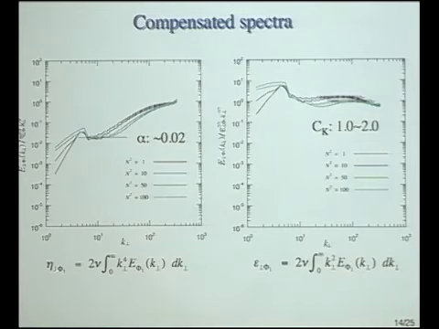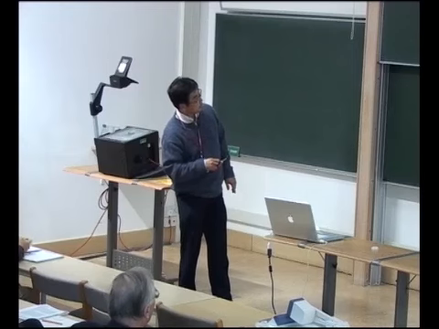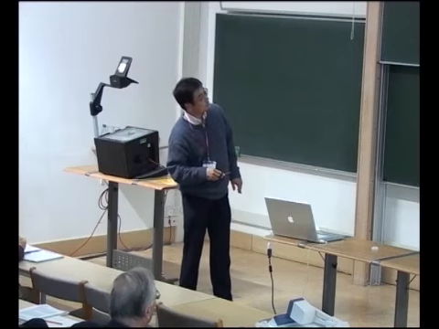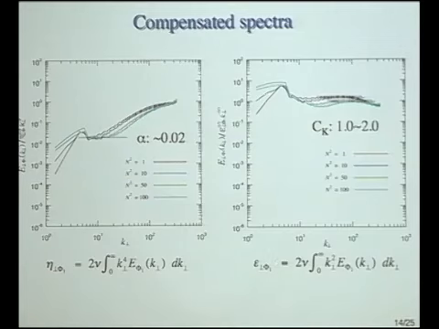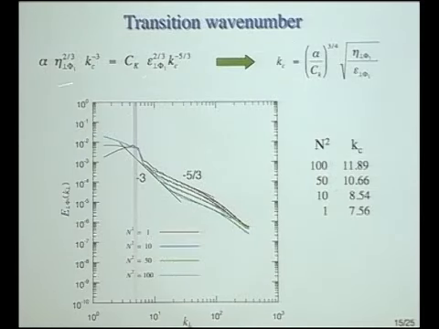So the reason we propose these spectra is something like this. Here are the compensated spectra using the entropy dissipation. Horizontal entropy dissipation gives a nicely collapsed value for large scales. And for small scales, using the Kolmogorov epsilon, the horizontal dissipation of horizontal energy or vortex energy, gives a nice value of the Kolmogorov constant between 1.0 and 2.0.